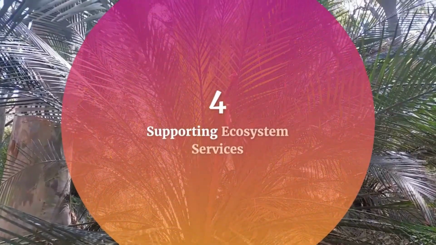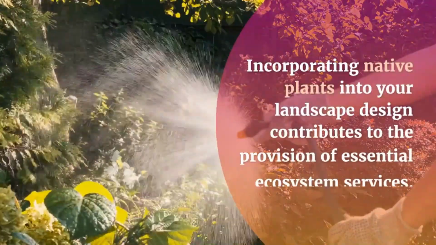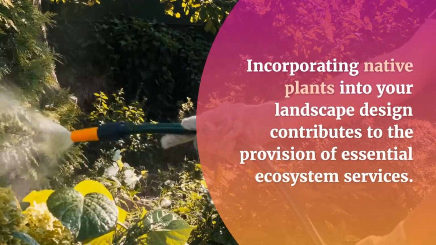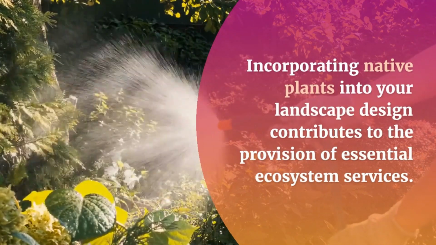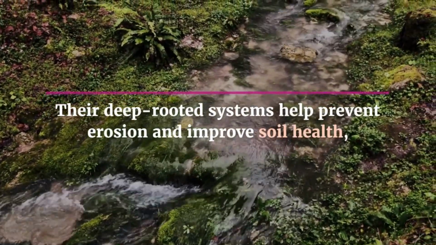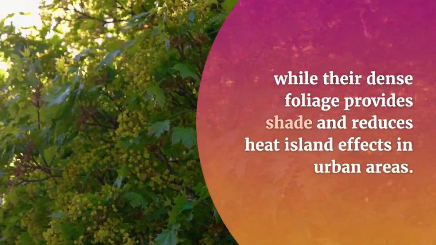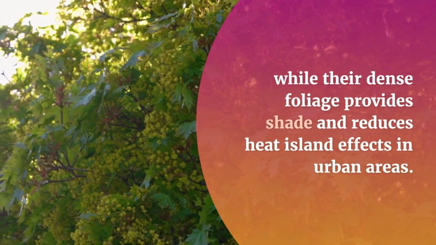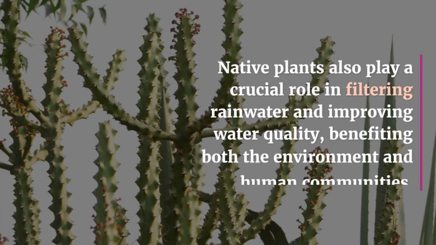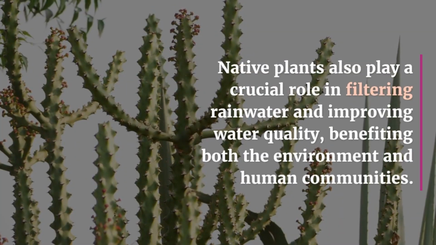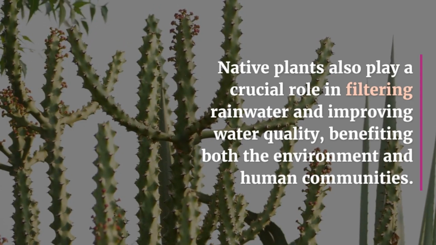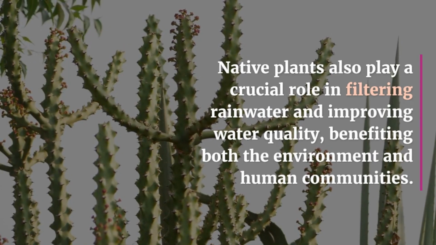4. Supporting ecosystem services. Incorporating native plants into your landscape design contributes to the provision of essential ecosystem services. Their deep-rooted systems help prevent erosion and improve soil health, while their dense foliage provides shade and reduces heat island effects in urban areas. Native plants also play a crucial role in filtering rainwater and improving water quality, benefiting both the environment and human communities.